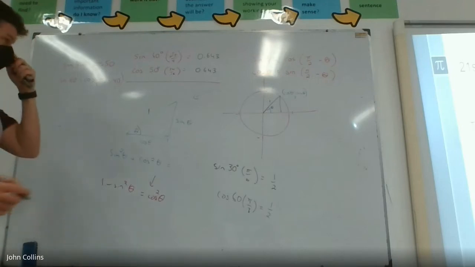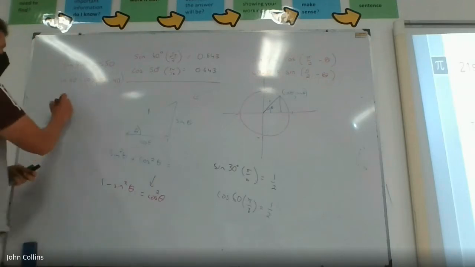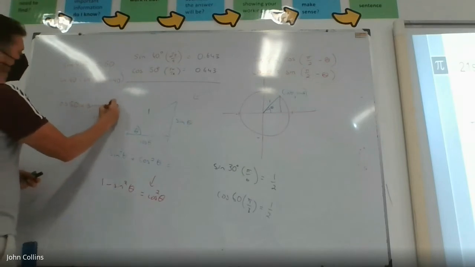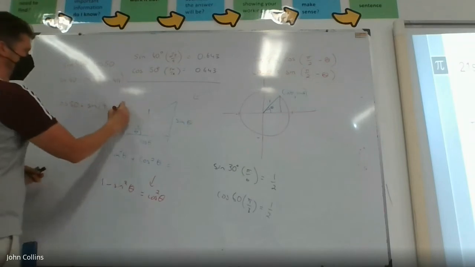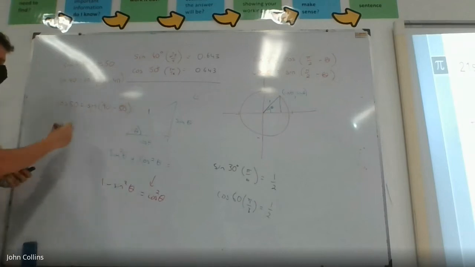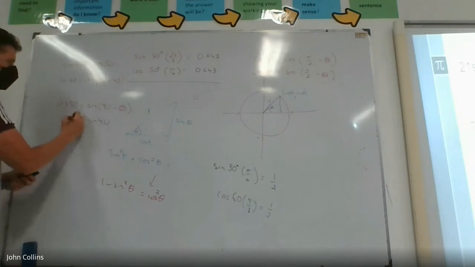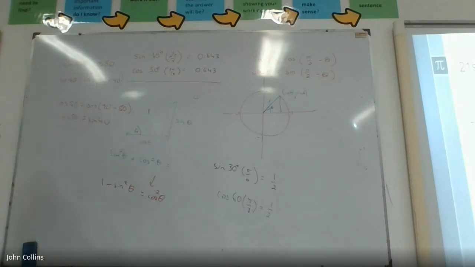What about the other way around? Cosine 50 is equal to sine of 90 minus 50, which is sine 40. I think we're okay. So far, so good. What happens if it's over 90? Panic? Okay, cool. Go with that.